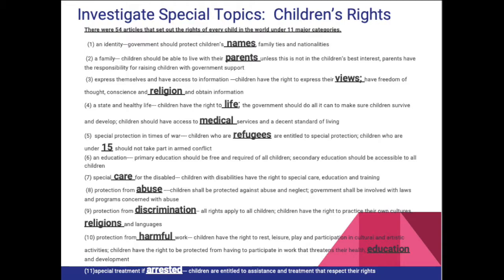Number 11, protection from harmful work. Children have the right to rest, leisure, play, and participation in cultural and artistic activities. Children have the right to be protected from having to participate in work that threatens their health, education, and development. Lastly, special treatment if arrested. Children are entitled to assistance and treatment that respect their rights. And those are the rights that all children have across the world, or should if they belong to the United Nations, which not all countries do.